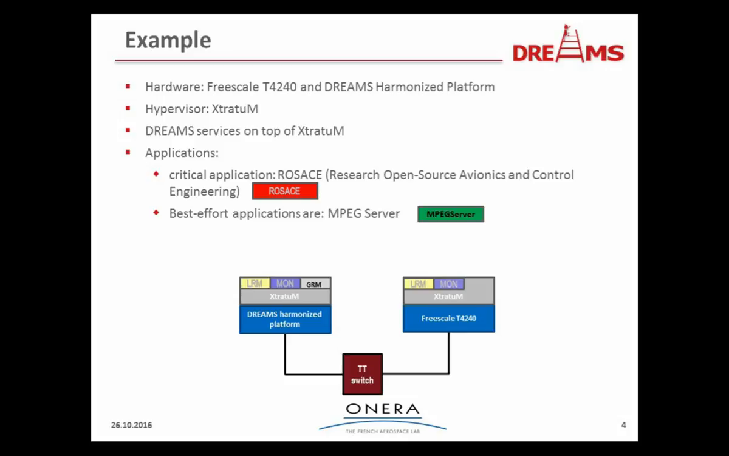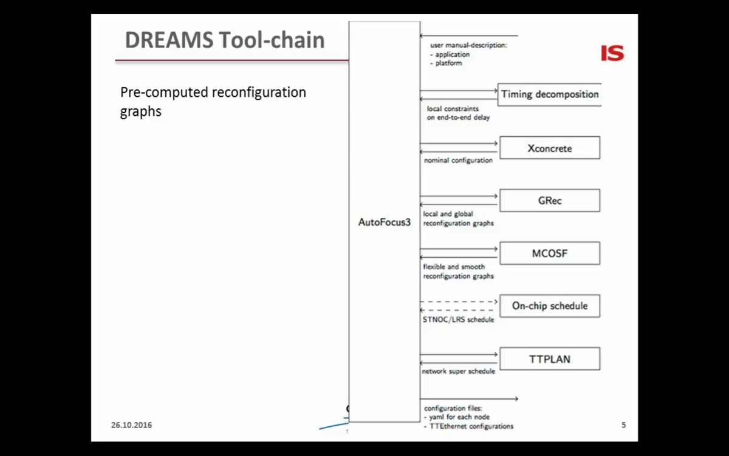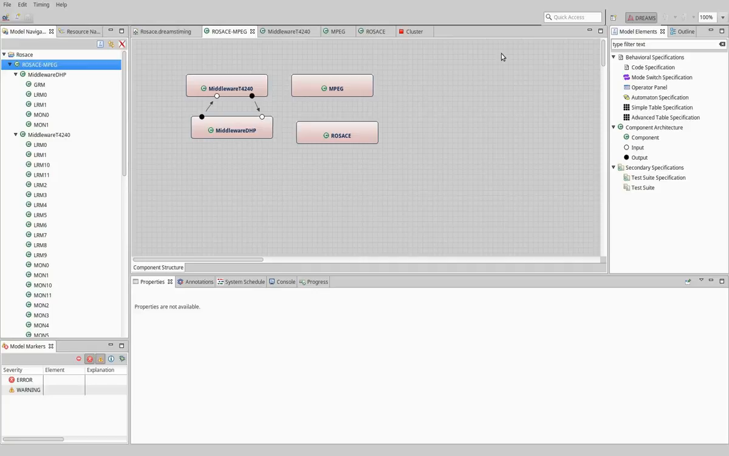Two applications must be hosted: a critical application, ROSIS, which is a longitudinal flight controller, and a best effort application, an MPEG server. Let us now show how to generate the reconfiguration graphs via the Dreams toolchain. We remind that we must first model the use case in the Dreams Autofocus tool and extract an initial configuration from XConcrete. Let us now have a look at the use case model in the Dreams Autofocus.